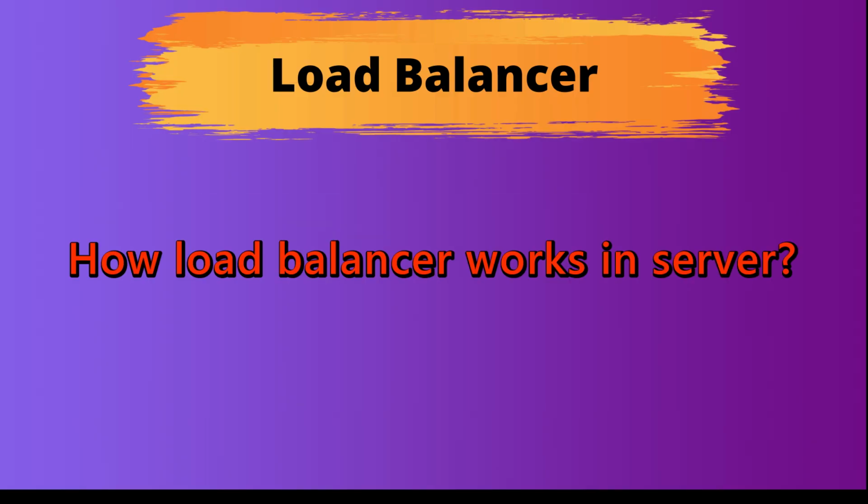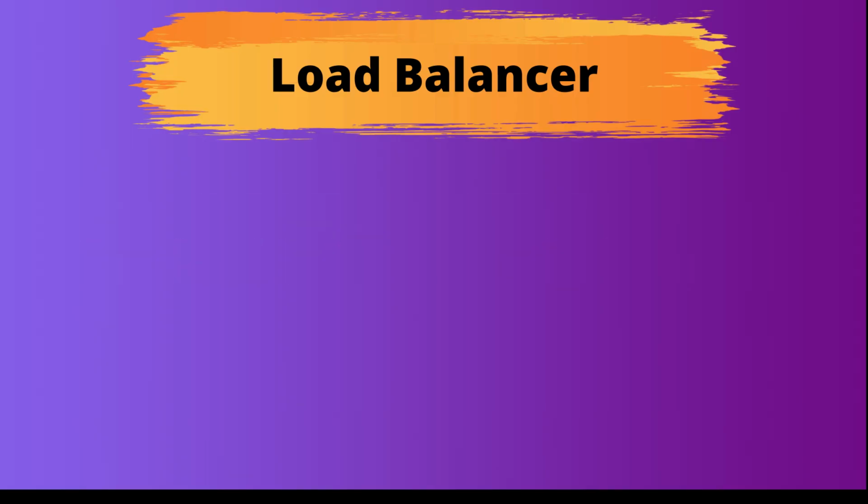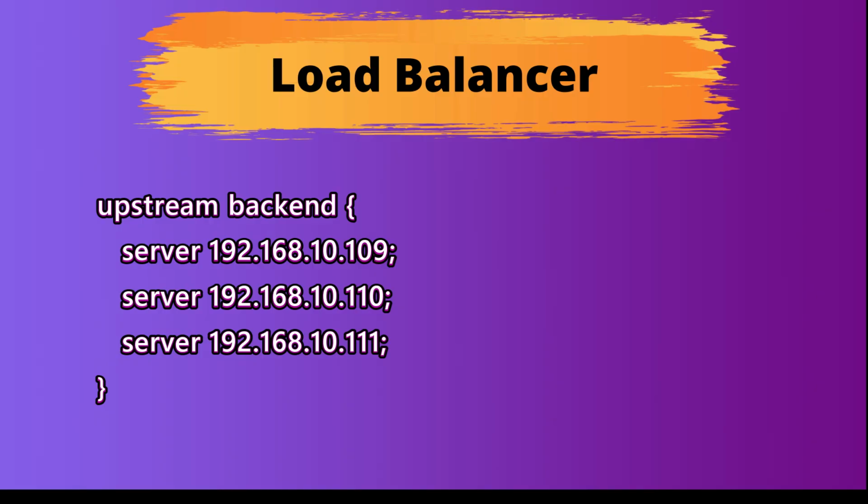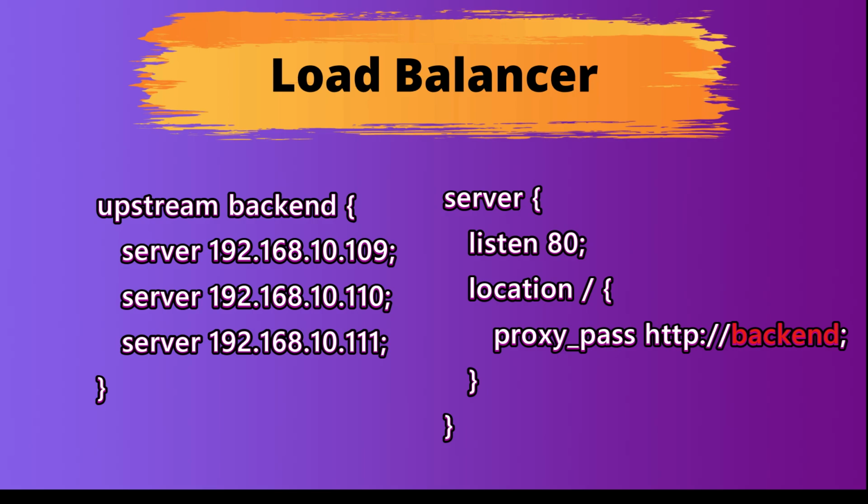How does a load balancer work in a server? We create an upstream with a name and the list of servers. Here, the upstream name is backend. There are three servers inside the upstream. Now, when a request comes in, it passes the proxy to the backend upstream.